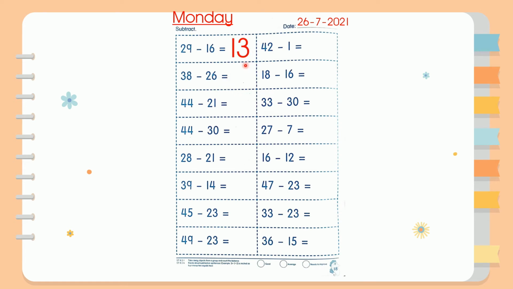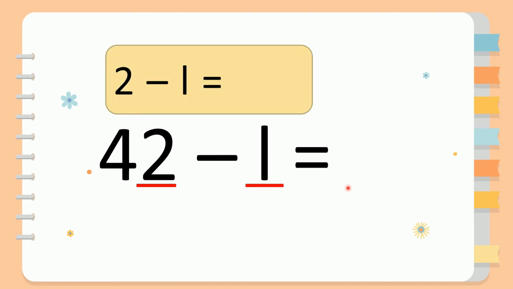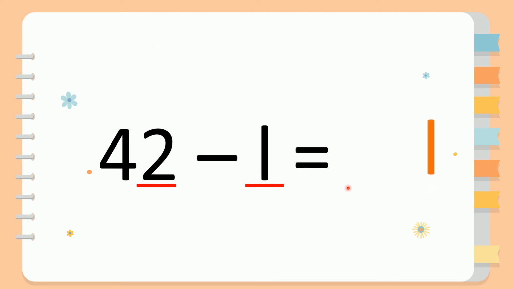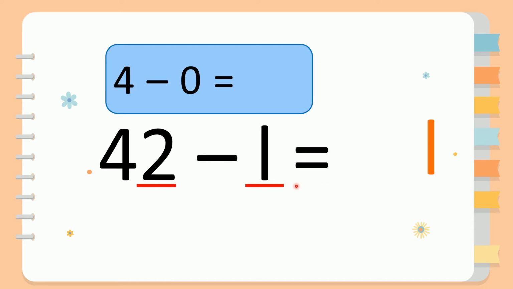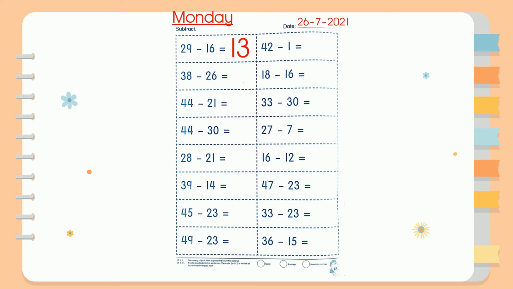So now let's see the question 2. 42 minus 1 equal how many? So now draw line the part of the ones. That is 2 minus 1 equal 1. So please write down 1. Now let's see part of the tens. That is 4 minus nothing, which is 0, equal how many? Yes, that is 4. Please write down 4. So 42 minus 1 equal 41. Please write down 41.